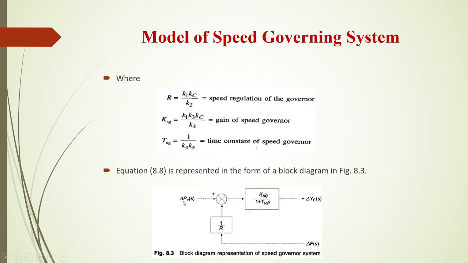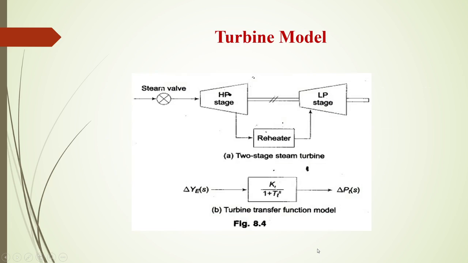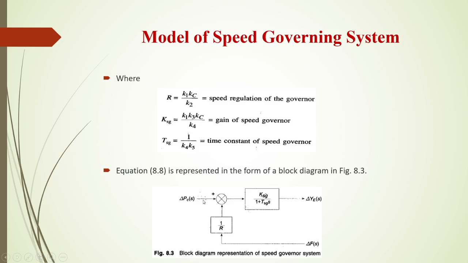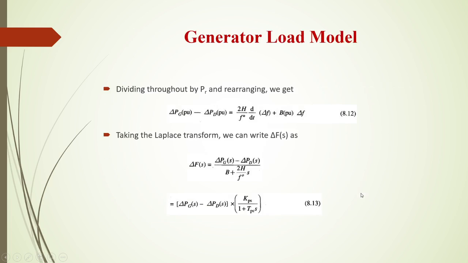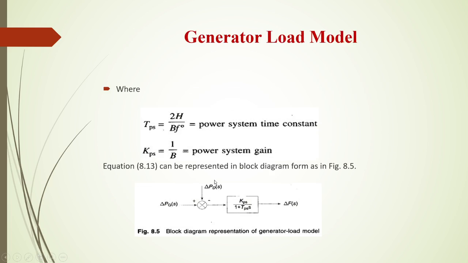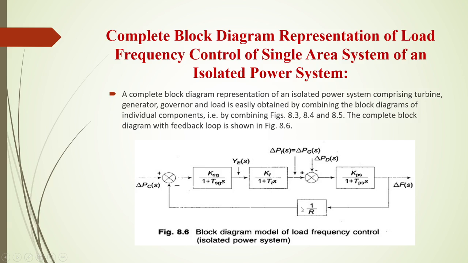Speed governor system: delta Pc of S is the input, Ksg by 1 plus Tsg into S, delta Y of S. Here we have a negative sign for 1 by R into delta F of S. Then the second one: delta Y of S is the input, the transfer function is Kt by 1 plus Tts, and delta Pt of S is the output. Next, the third diagram: delta Pg of S minus delta Pd of S into Kps by 1 plus Tps S is equal to delta F of S. All three are combined here, and feedback also we have got here. So this is the complete block diagram of a single area system of an isolated power system.